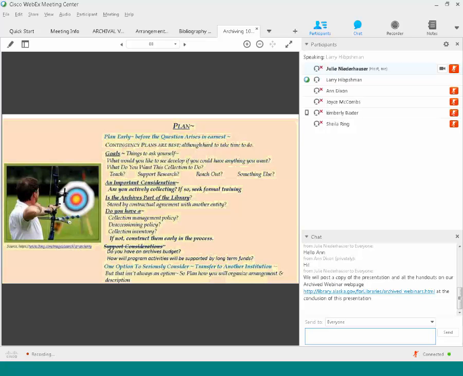Is the archives a part of the library? That's probably true in many cases, but sometimes archives are stored by a contractual agreement with another entity. I don't think that's a bad idea. When you do that, of course, you're going into a contracting situation, and you need to make sure that the contract is very clear about what you will do, what the other party will do, how long, and any particular options or issues that you need to be aware of when they occur.